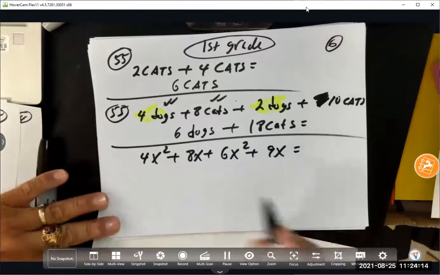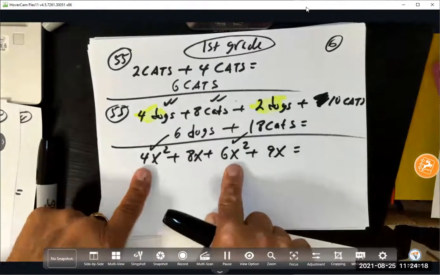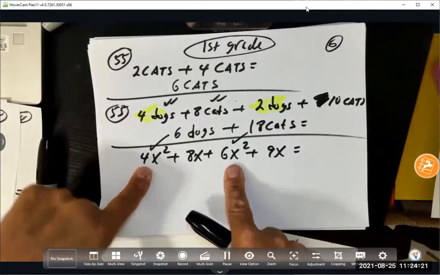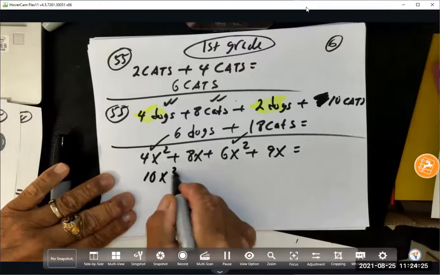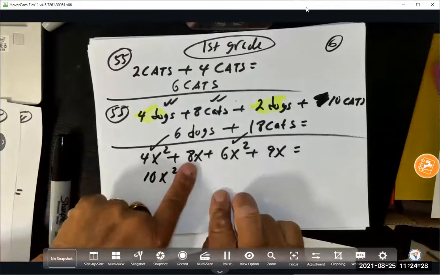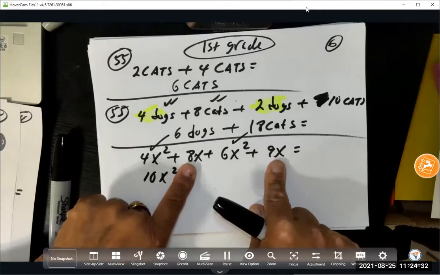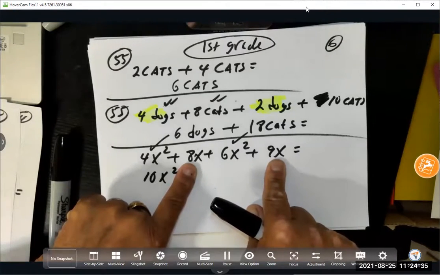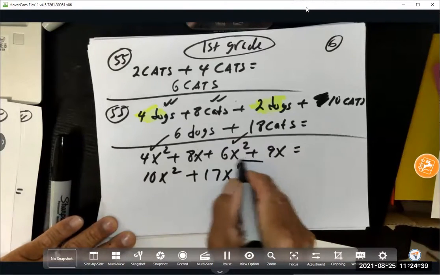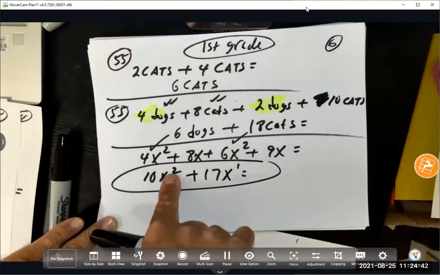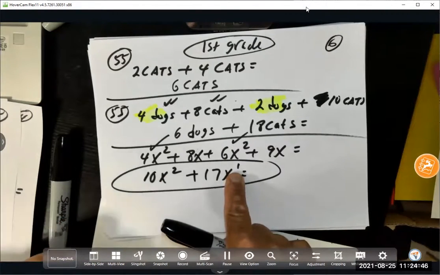Okay, so this one, same kind of thing. I can add the 4x squared and the 6x squared, only those two together. How much is that going to be? 10x squared. And I have 8x and I have 9x. Can I add those together? How much is that? 17x. All right. Once I get here, that's all. I can't do anything else because that has a 2 power, and that has a 1 power. They have to have the same powers, or you can't add them together.